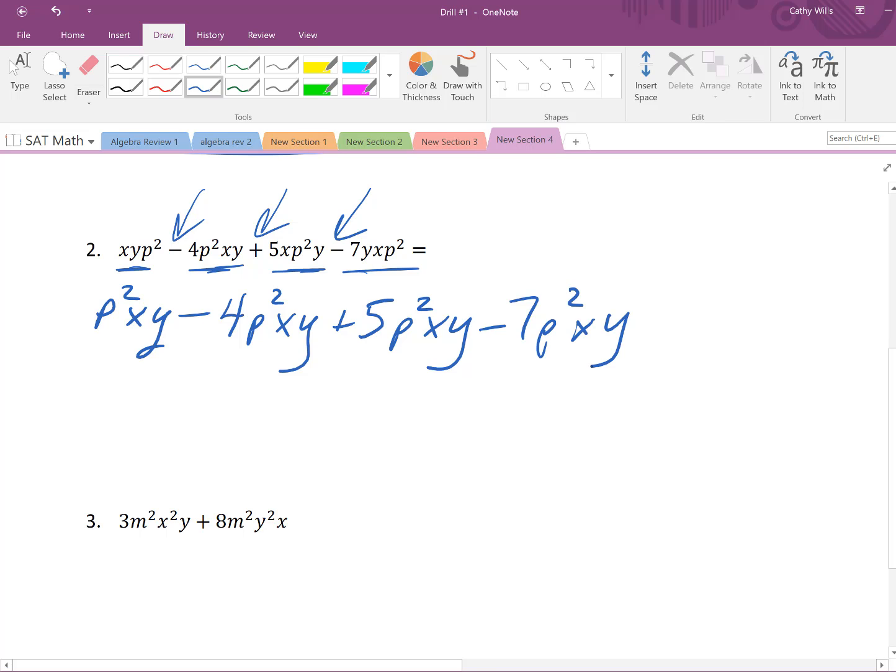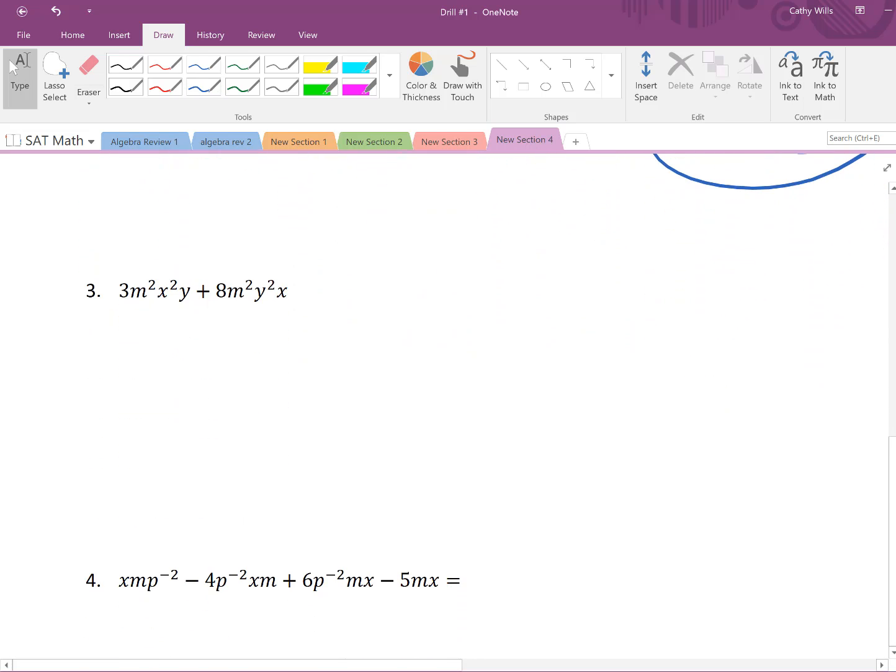They're all p squared xy, p squared xy, p squared xy, the same exact letters with the same exact exponents. This is 1 minus 4 plus 5 minus 7. Add them up. 1 minus 4 is negative 3. Negative 3 plus 5 is 2. 2 minus 7 is negative 5. So this is negative 5 p squared xy.